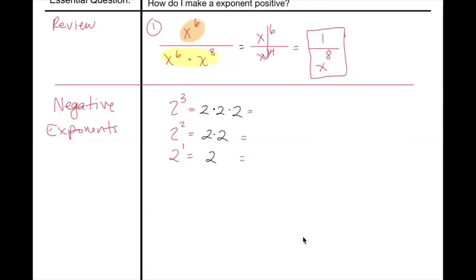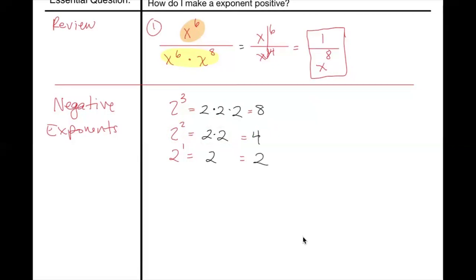So 2 to the 3rd means 2 times 2 times 2. Well, I know 2 times 2 is 4, and then 4 times another 2 is 8. So 2 to the 3rd equals 8. Now 2 to the 2nd, I know that means 2 times 2, and 2 times 2 is 4. So 2 to the 2nd is 4. 2 to the 1 is 2, so there's just a 2 there.